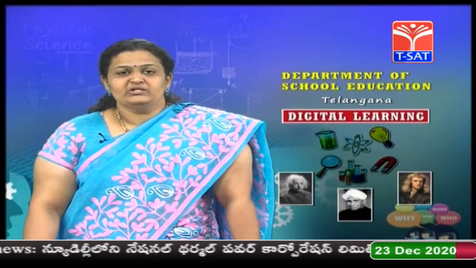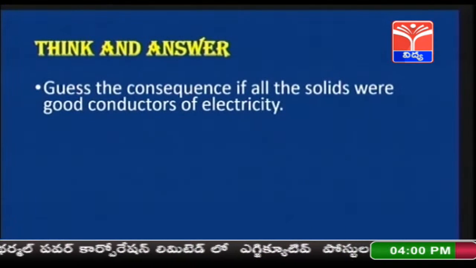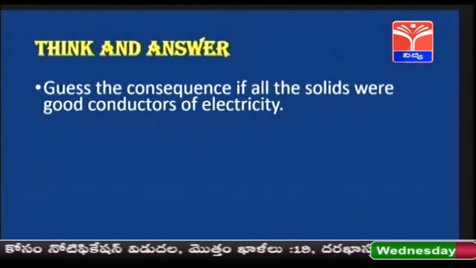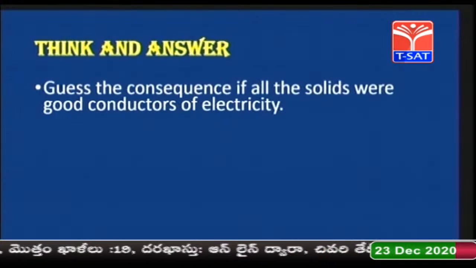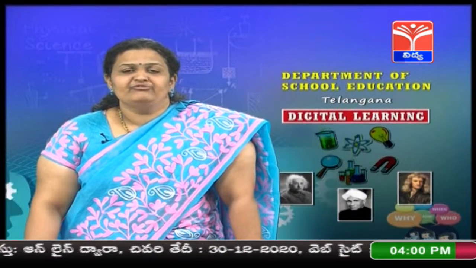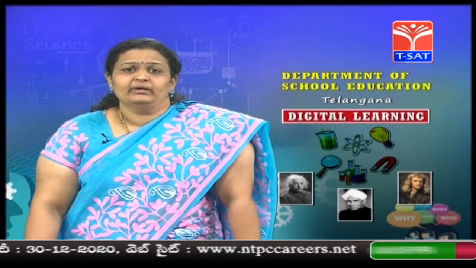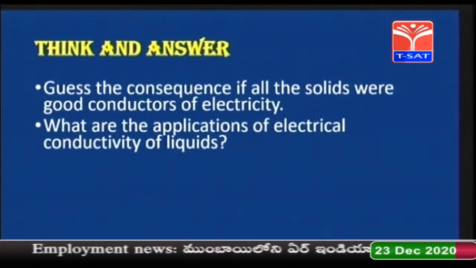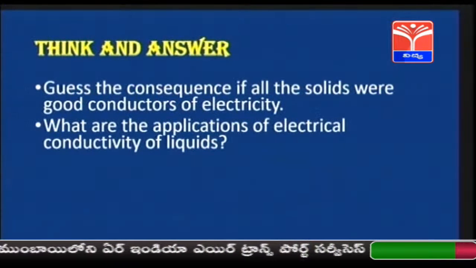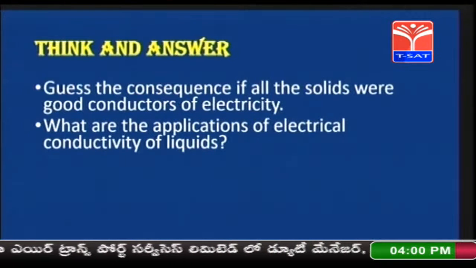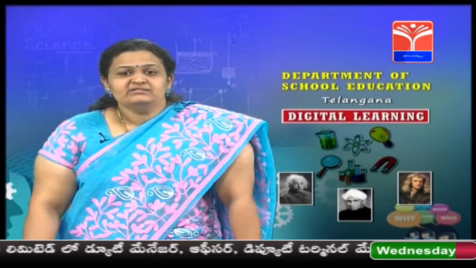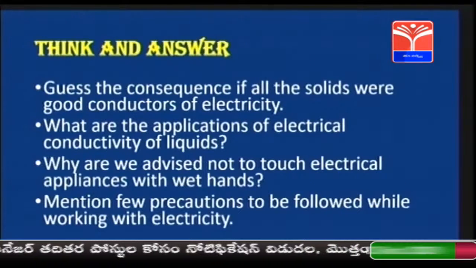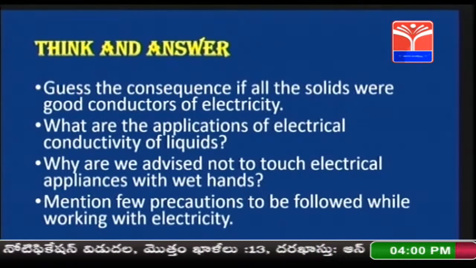Now, let us see some questions. You have to think and answer, children. Guess the consequences if all the solids were good conductors of electricity. We have seen that some of the solids cannot pass current through them. I want you to think about it. What will happen if all the solids can conduct electricity? Like wood, plastic, paper, all of these also start conducting electricity. What would have happened? What are the applications of electrical conductivity in liquids? Where are we using them? Why are we advised not to touch electrical appliances with wet hands? And mention a few precautions to be followed while working with electricity.